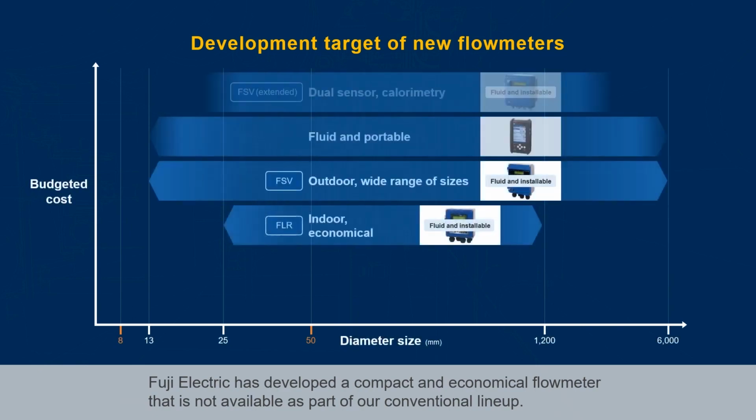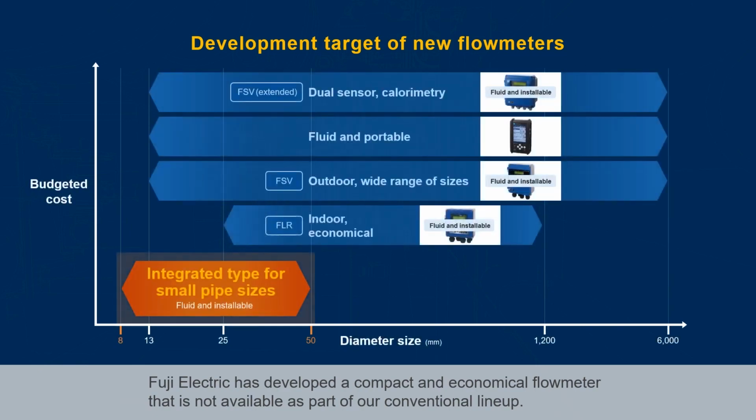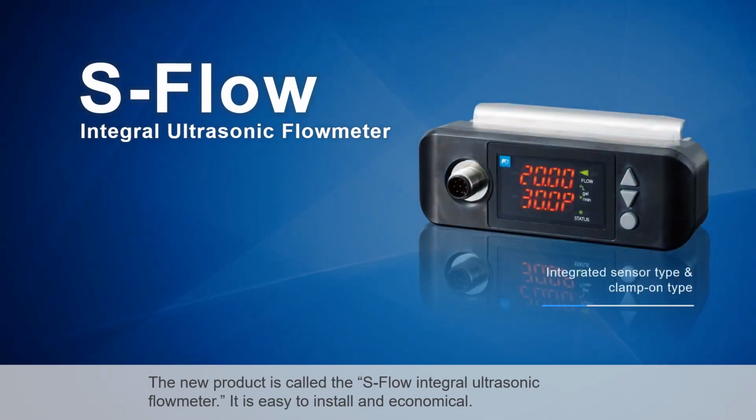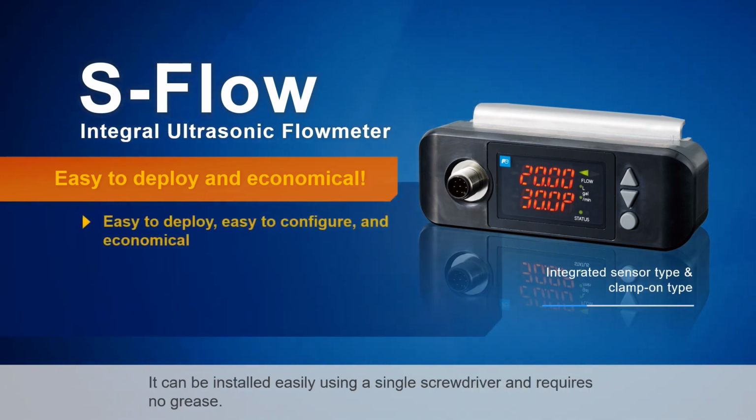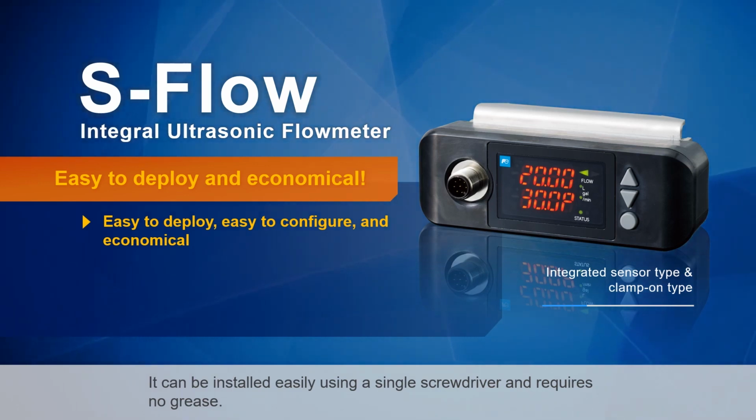Fuji Electric has developed a compact and economical flow meter that is not available as part of our conventional lineup. The new product is called the S-Flow Integral Ultrasonic Flow Meter. It is easy to install and economical. It can be installed easily using a single screwdriver and requires no grease.